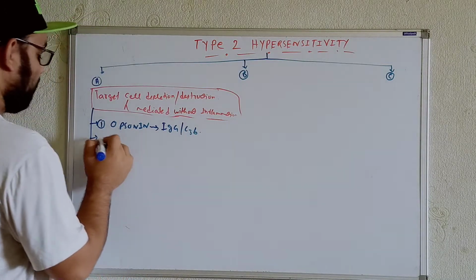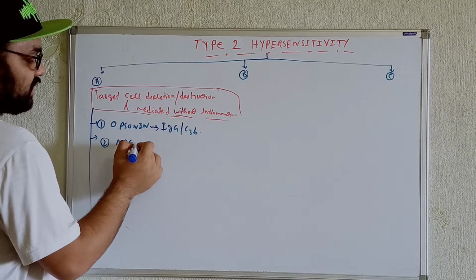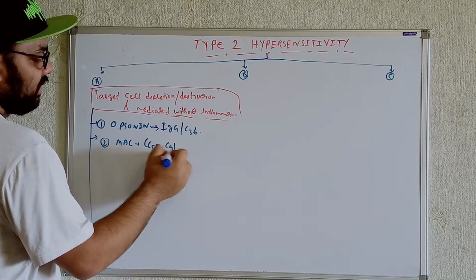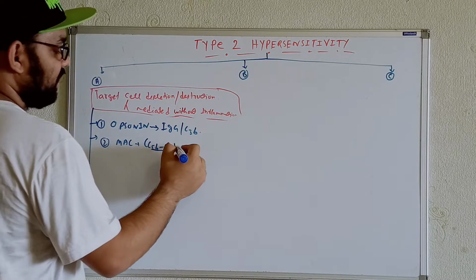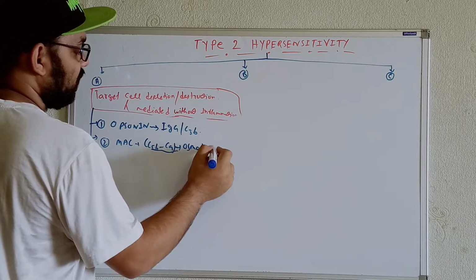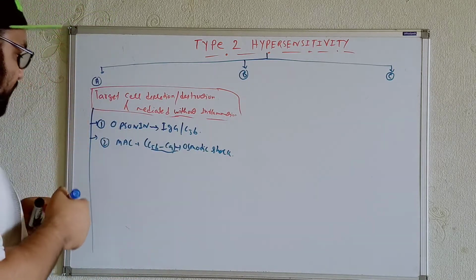The next one, the second type, we got what? The formation of the MAC, that is membrane attack complex from C5b to C9. That will form the membrane complex, and for the osmotic shock, we'll get the death of the antigen-related cell over here. Okay, the cell with antigens.